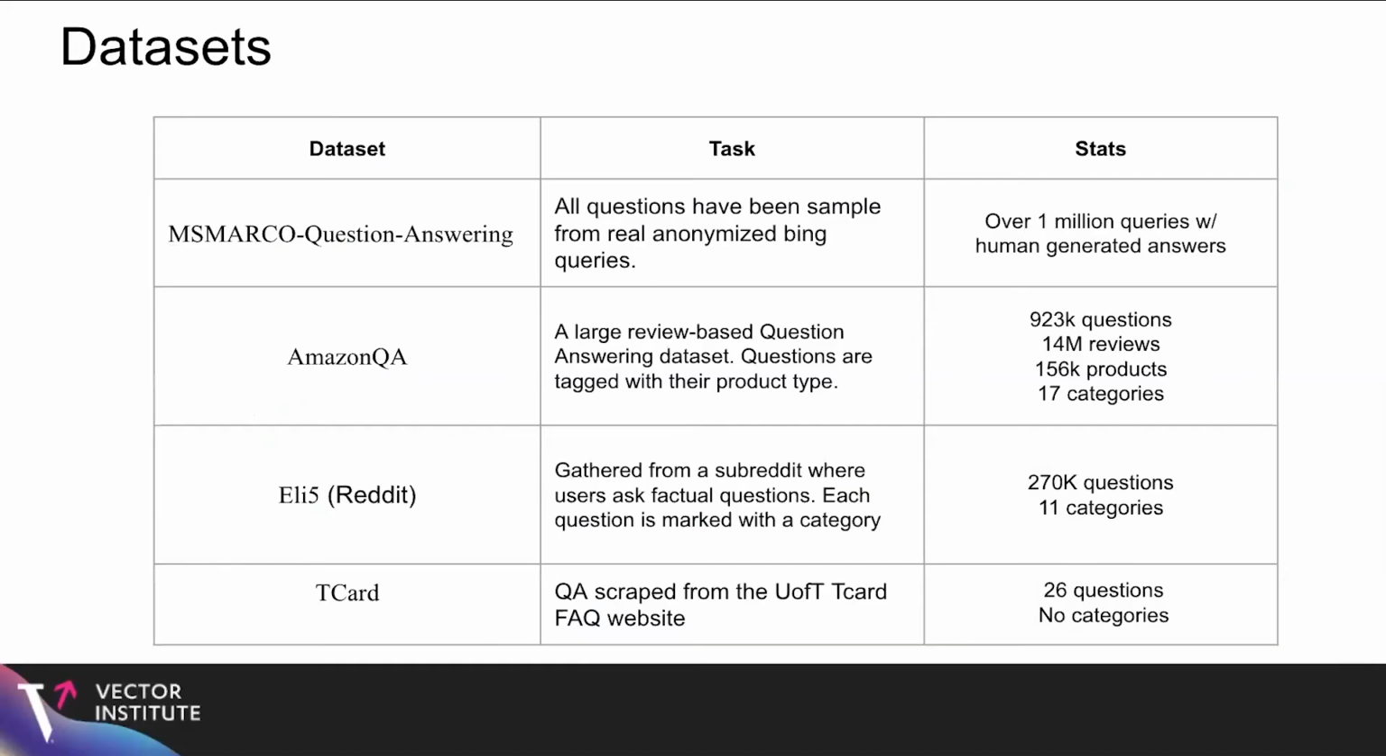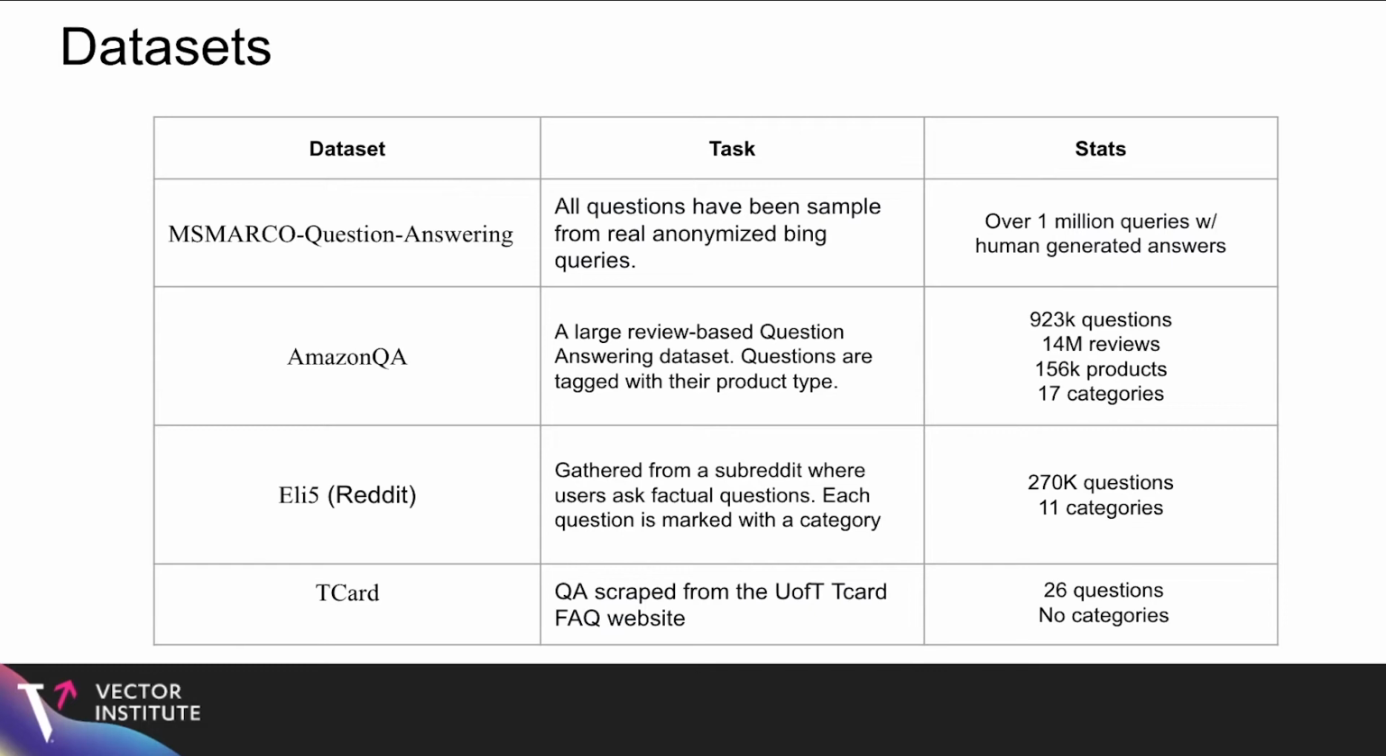And we have tried our pipeline on different data sets. As you can see here, we start with MS Marco because it's a huge data set and somehow the center of the industry. The data set has over 1 million queries with human-generated answers. So the quality is good and there are different types of questions. And they are gathered from Bing queries. After that, we tried different types of questions. One was the Amazon Q&A.